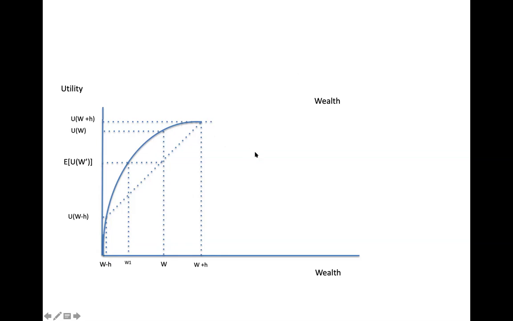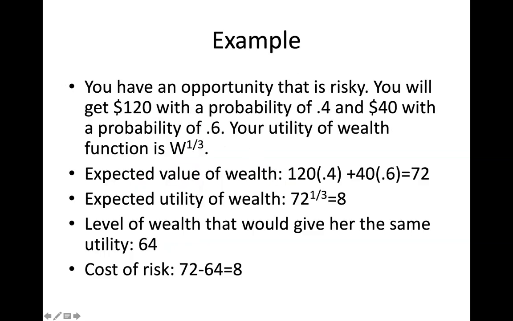Which brings me to the last example, which is a homework question. So you have an opportunity that is risky. You can get $120 with a probability of 0.4 and $40 with a probability of 0.6. Your utility of wealth function is W to the 1/3. So what's the expected value of that wealth?